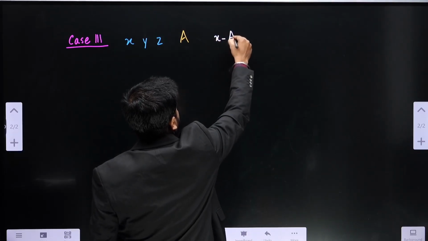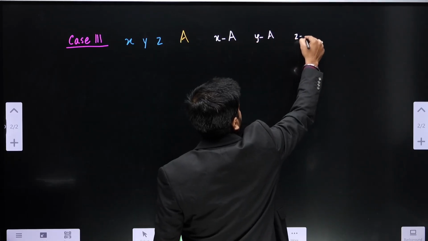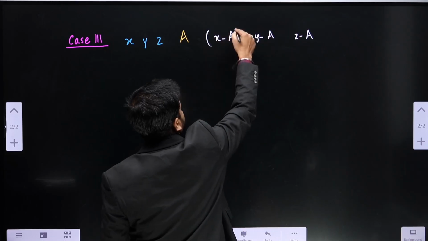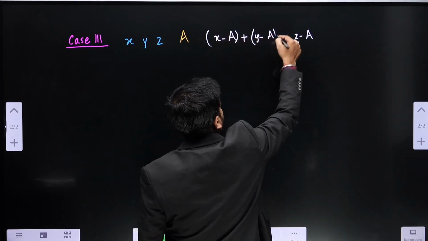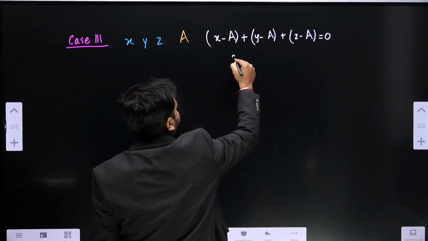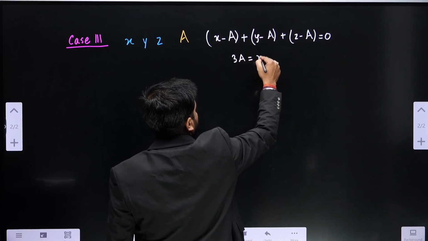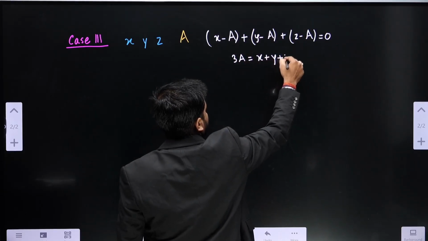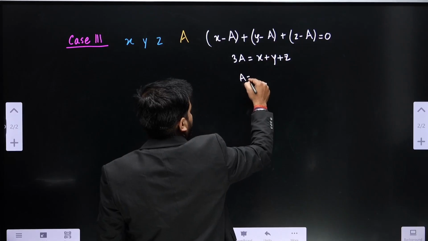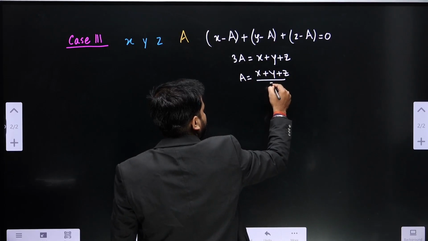This is my first deviation. This is my second deviation. This is my third deviation. And all these deviations are to be added and the sum of the deviation will become 0. Then whatever A I will get, how much will A be? A is there 3 times. So this will be 3A equals to x plus y plus z. So A will become x plus y plus z whole divided by 3.